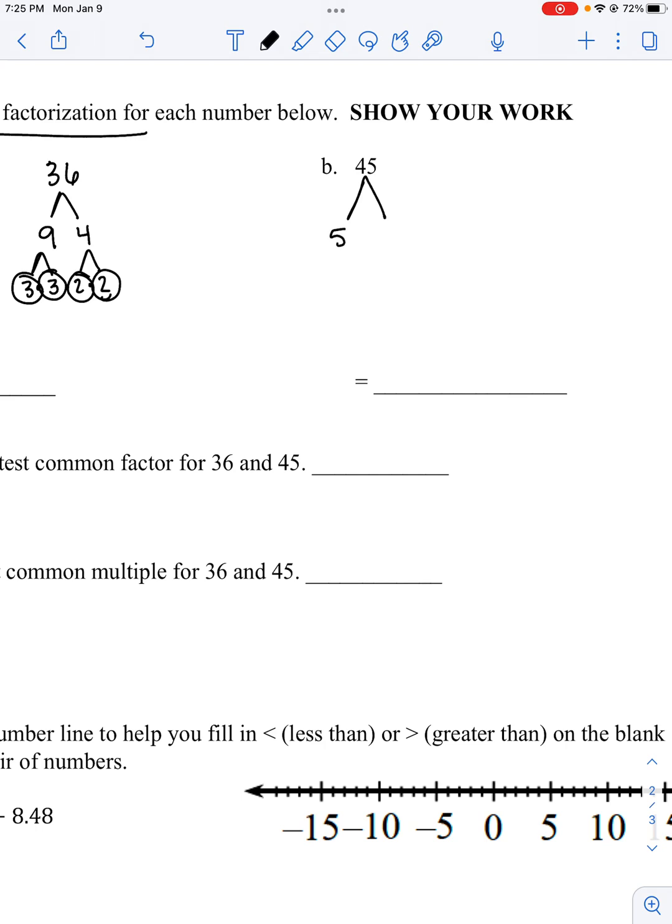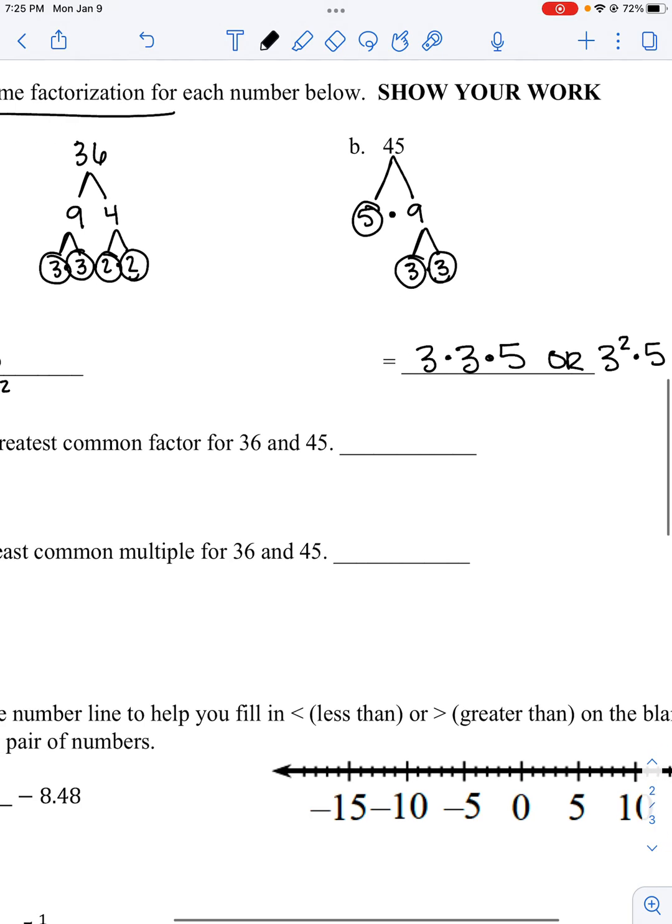Part B is the number 45. The easy one is that it's 5 times 9. 5 is prime. 9 is 3 times 3. I write it down: 3 times 3 times 5, or 3 squared times 5.